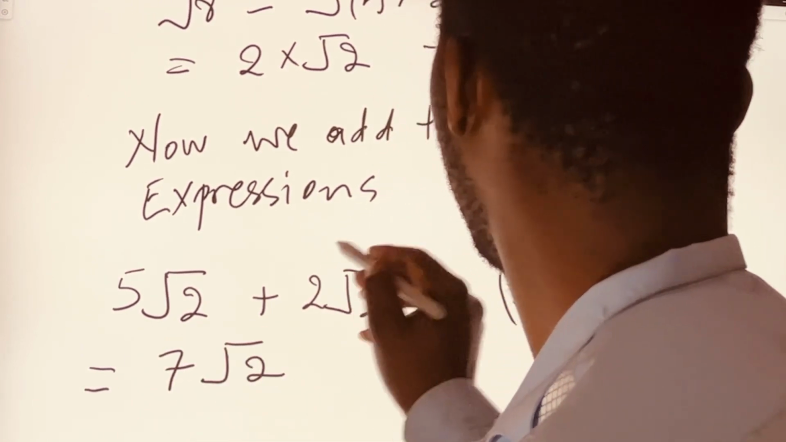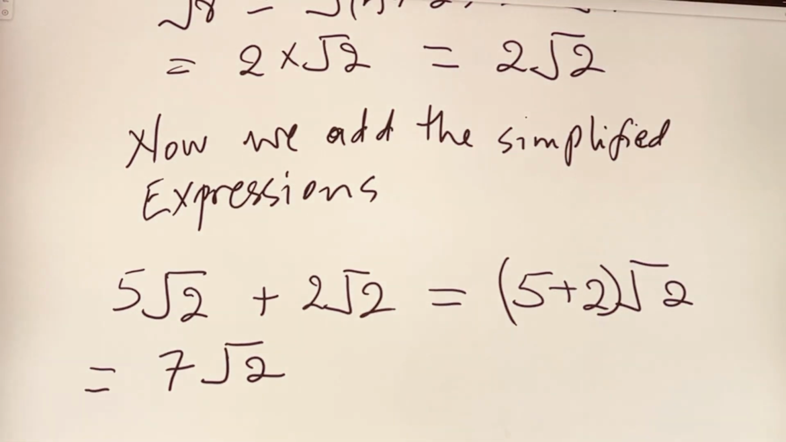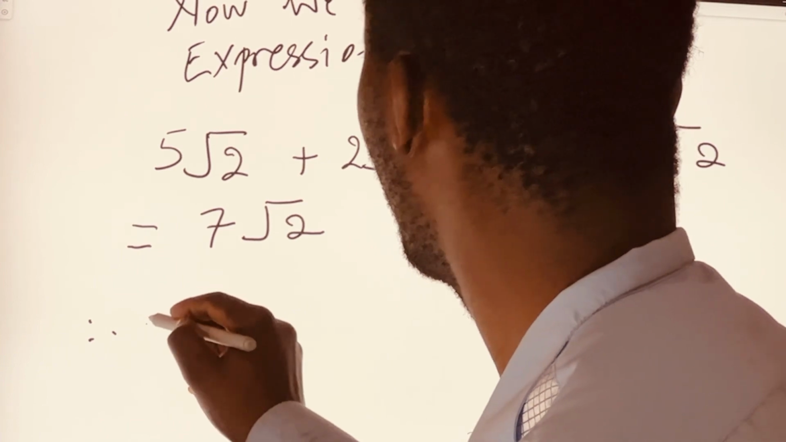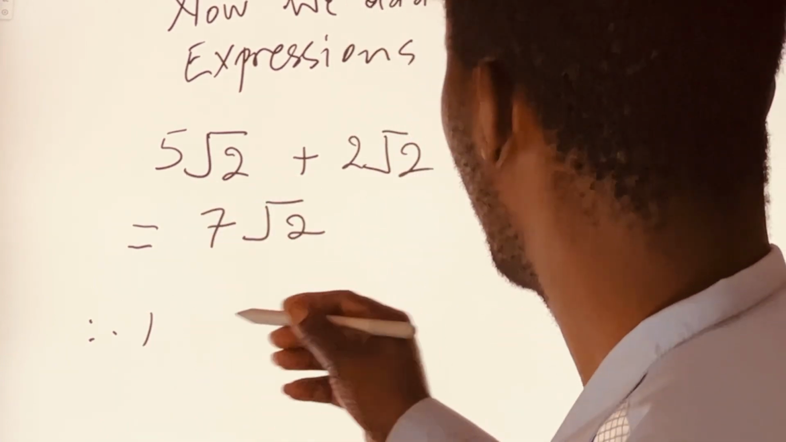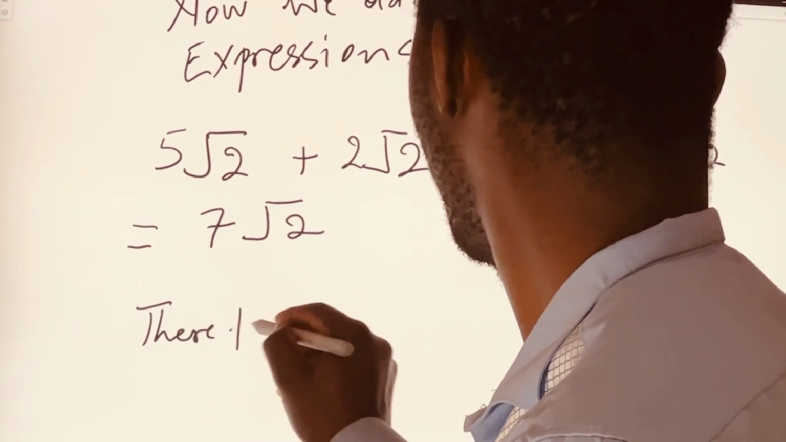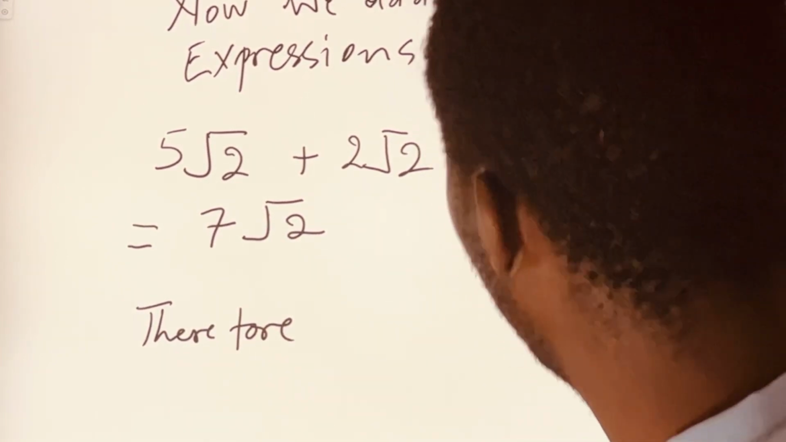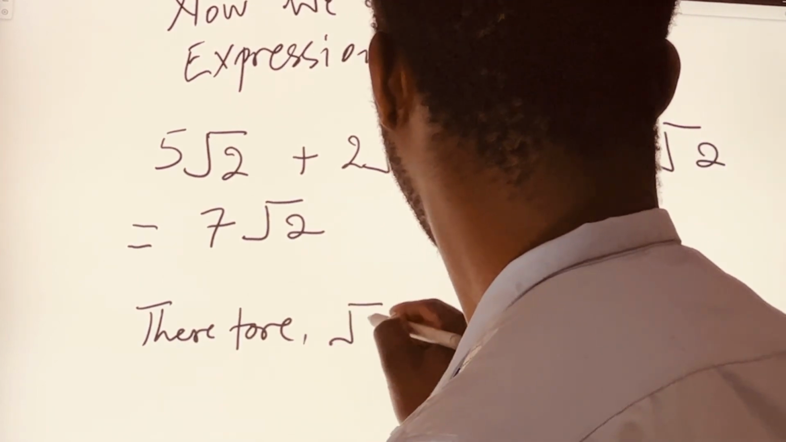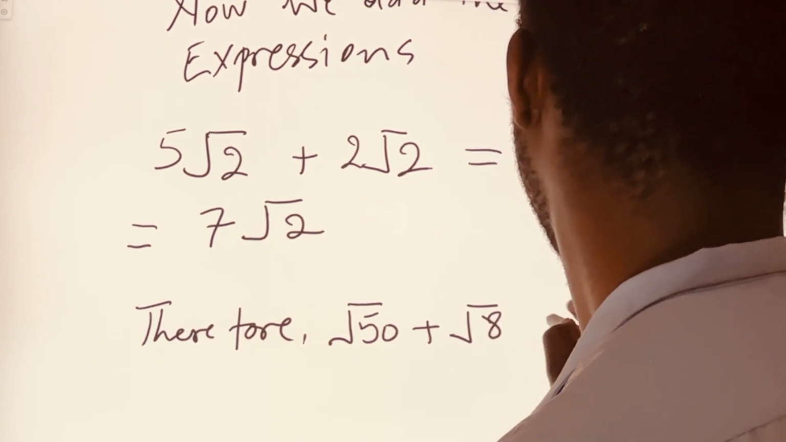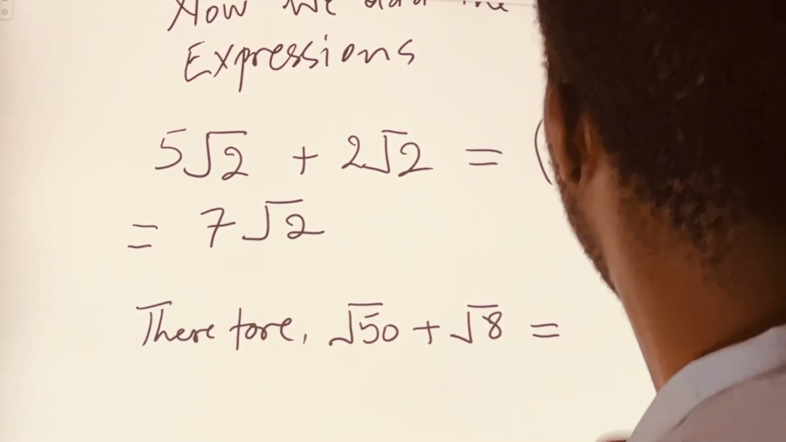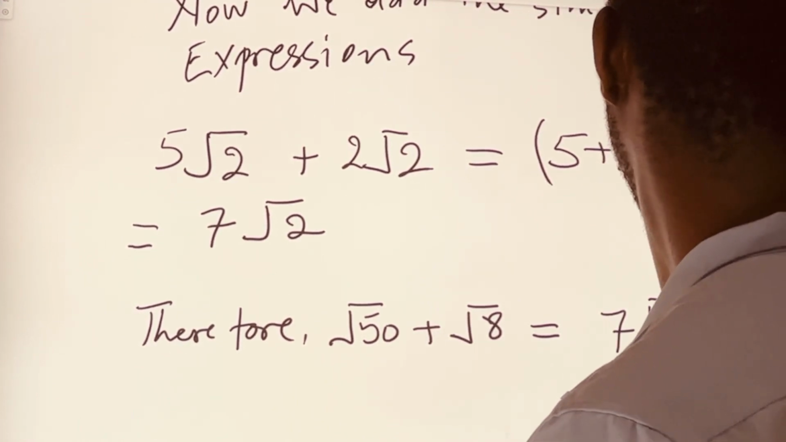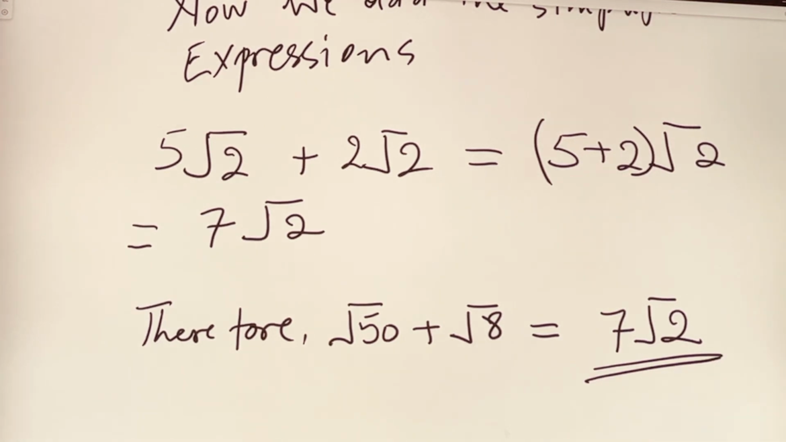square root of 2. So therefore, after getting this, we can now say therefore the square root of 50 plus the square root of 8 is the same as 7 square root of 2, and this is going to be our answer.